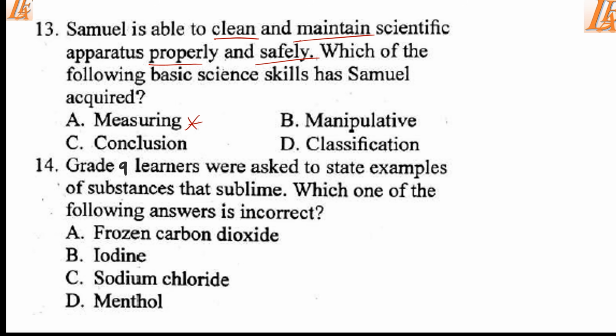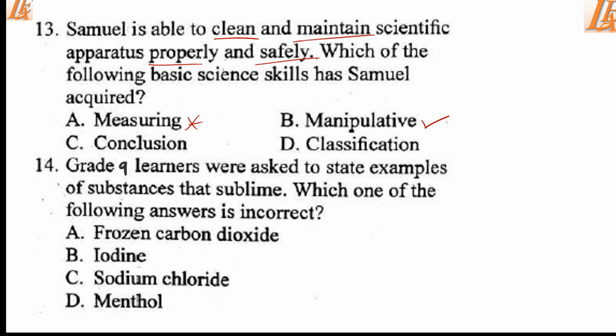B, manipulative. Manipulative is when you are able to handle apparatus, clean apparatus. Remember, when you are cleaning apparatus, you are handling them and then maintaining them. Be able to identify this apparatus and also know the proper use of the same and maintain them so that they don't break. So manipulative skill is acquired when one is able to clean, maintain, and safely use the apparatus. So this one is applicable here.